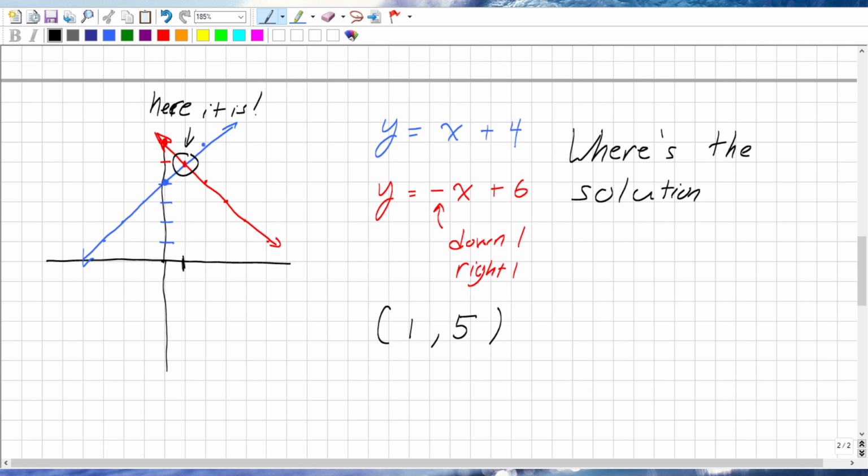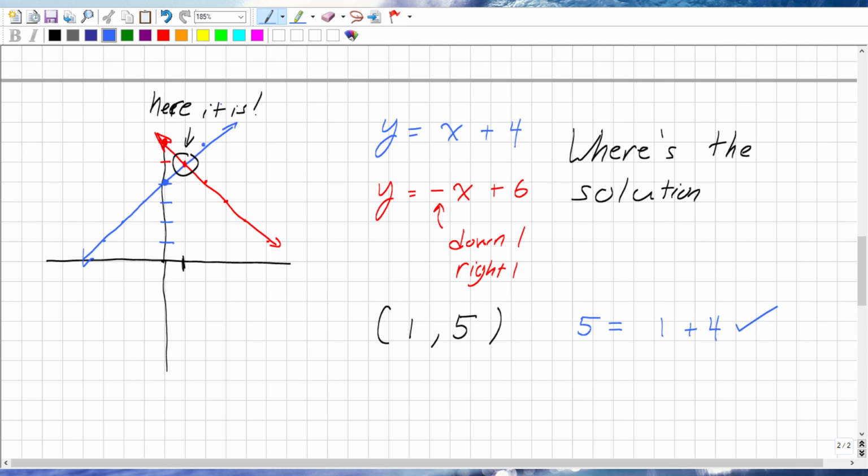Now, does that make both of those equations true at the same time? Well, let's find out. We'll find out by plugging it in, right? So I'm going to take the solution and see if it works for the blue equation. The blue equation was y is equal to x plus 4. So if y is 5 and x is 1, does this make a true statement? Is 5 equal to 1 plus 4? Yeah, so hey, we're good to go. Congratulations, we got one right. Yay!